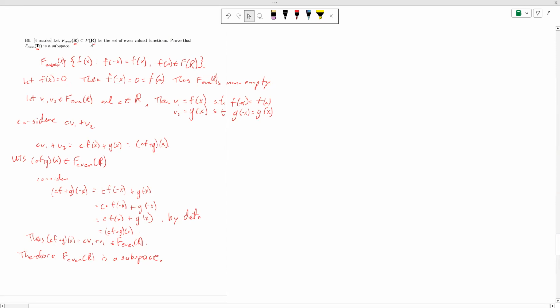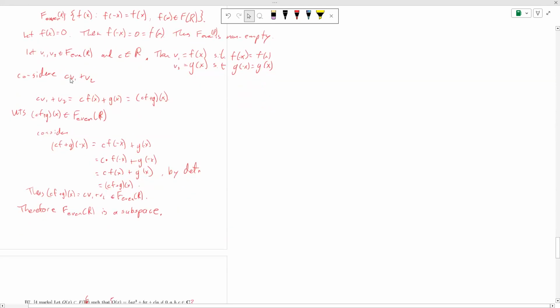Then, because the real valued functions is a vector space, to show that the even functions is a vector space, we just need to show that if we have two vectors v1 and v2 in the even valued functions and c in the real numbers, then c v1 plus v2 is also an even valued function. Because v1 and v2 are even valued functions, v1 equals f of x such that f of minus x equals f of x, and v2 equals g of x such that g of minus x equals g of x.